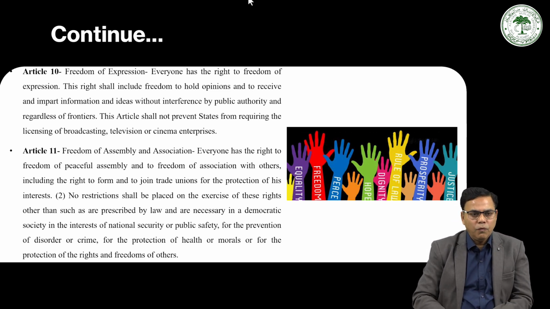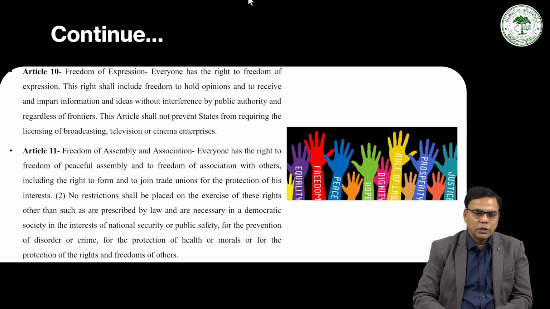So everyone has the right to freedom of expression. This right shall include freedom to hold opinions and to receive and impart information and ideas without interference by public authority and regardless of frontiers. This article shall not prevent states from requiring the licensing of broadcasting, television, or cinema enterprises. So, this is again in the individual capacity. Somebody can have his own opinion, he can freely express it, and there should not be any kind of restriction. But at the same time, certification or licensing is needed for broadcasting, television, or cinema enterprises.